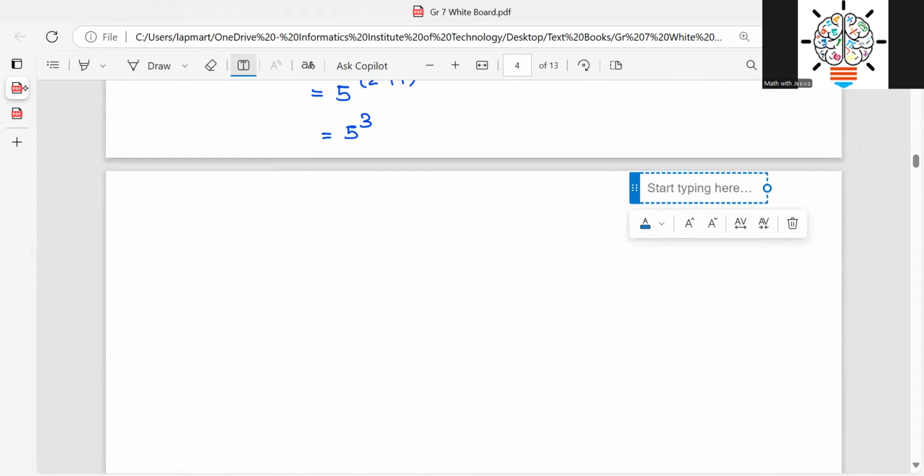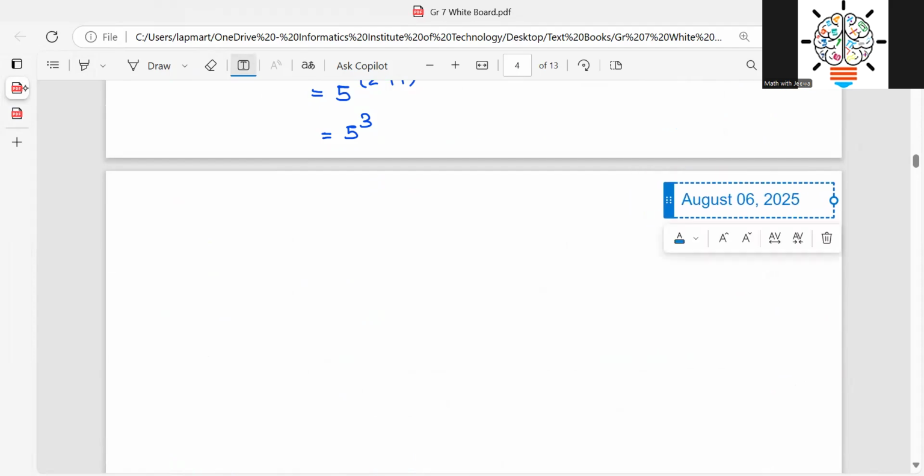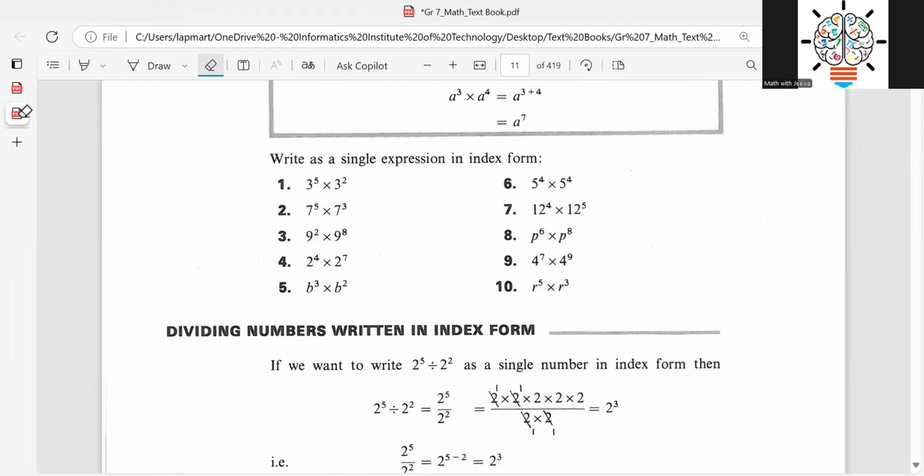So you go to this corner. Today it is 6th of August, right? So you just put the date, 6th of August 2025, and here you write it. Then the topic we have is dividing numbers written in index form.